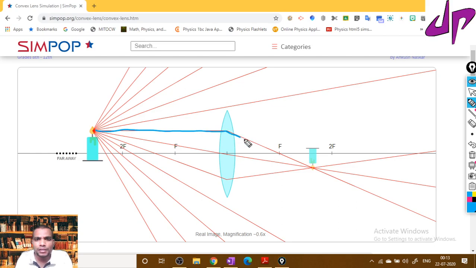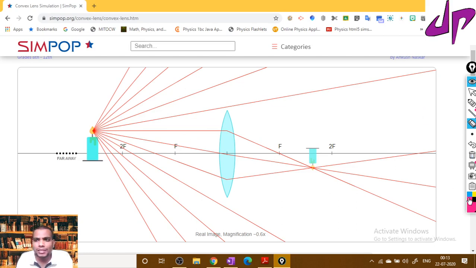after refraction it passes through the focus, so that is the line you can take. And the second line: if you take a line which is passing through the optical center, this line does not deviate. So by taking those two, we will draw a diagram. The rest of the lines which are not passing through the lens, you just leave them.